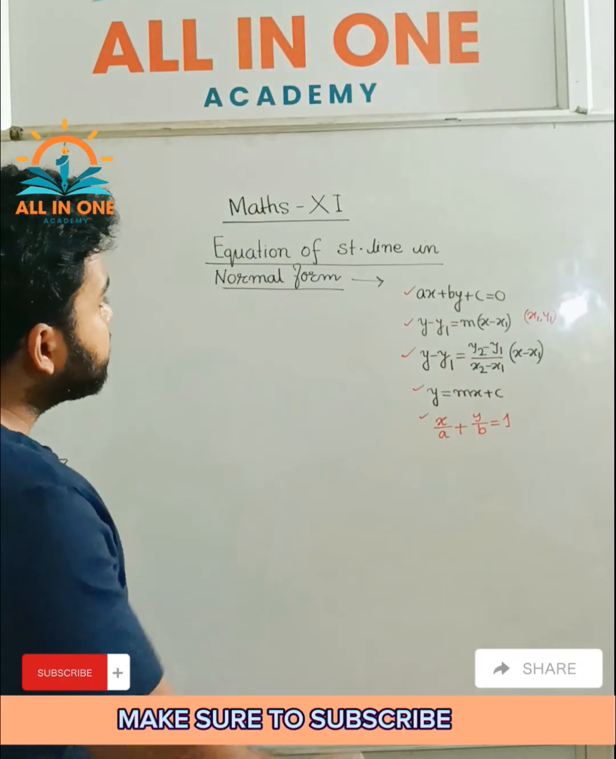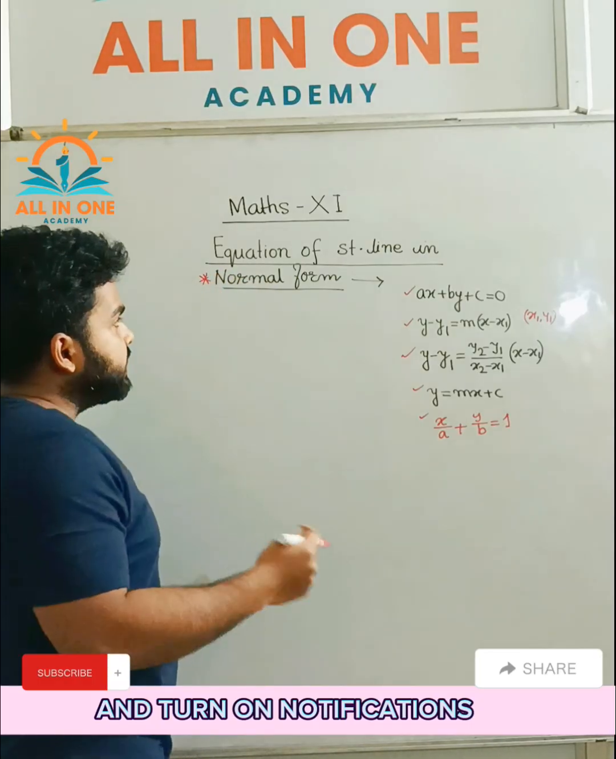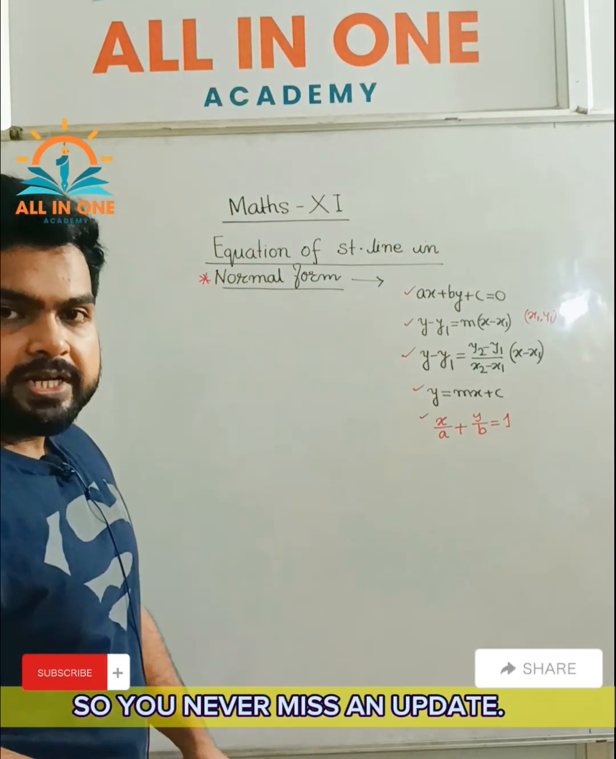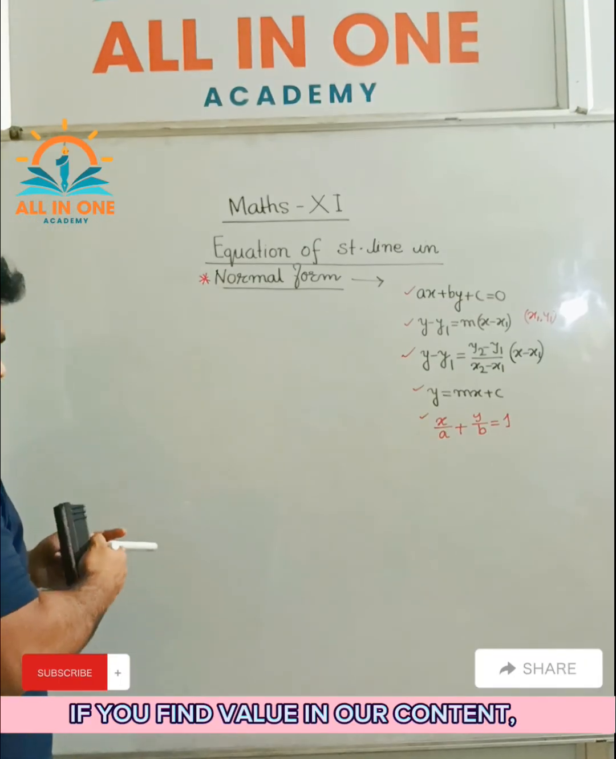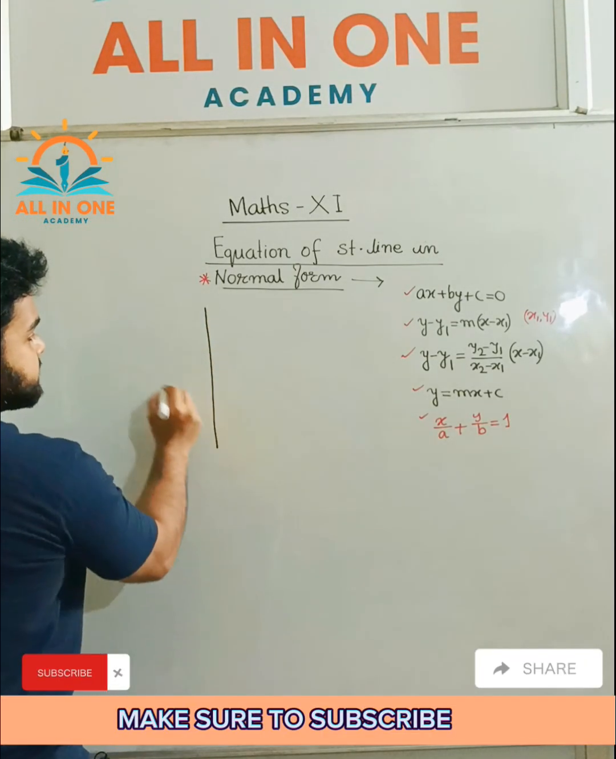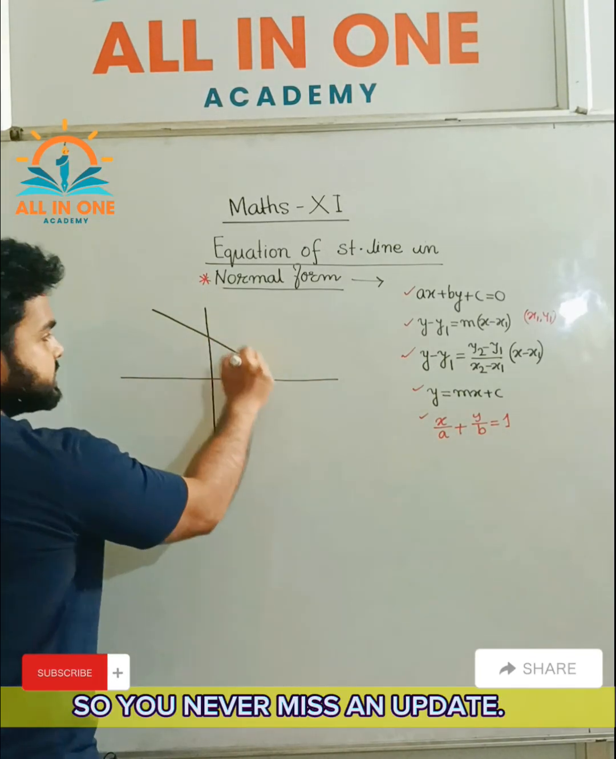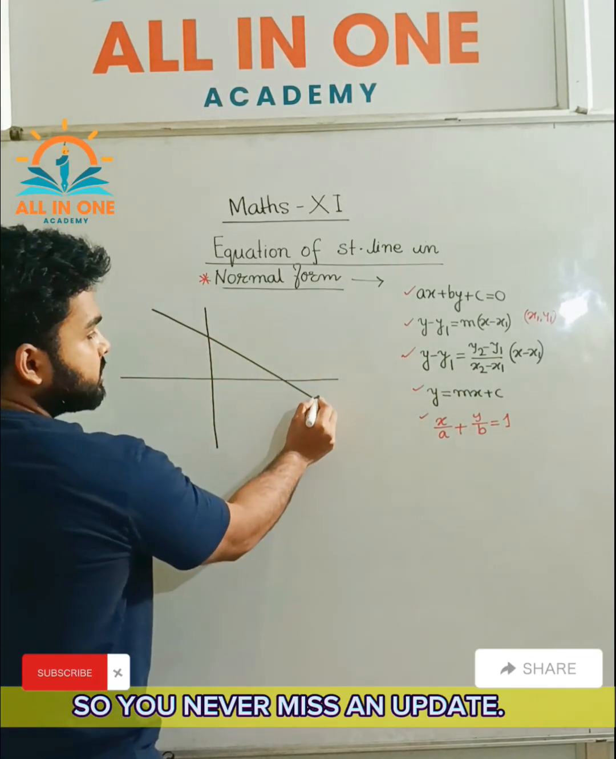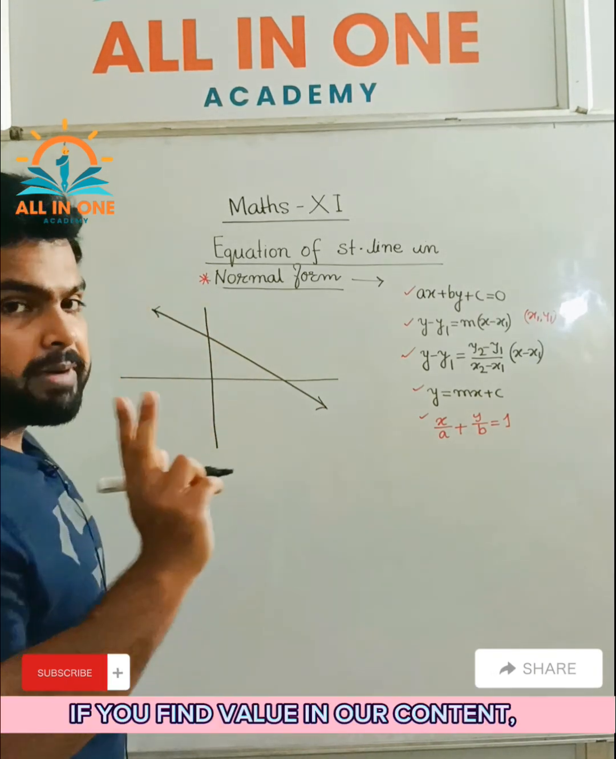Now, the next form is the normal form. This is actually very important and a little bit more complicated than all the other forms. Okay, so let us start. The y axis and x axis are already known to us. This is the required line, and we have to find its equation. This line will be defined by two parameters.